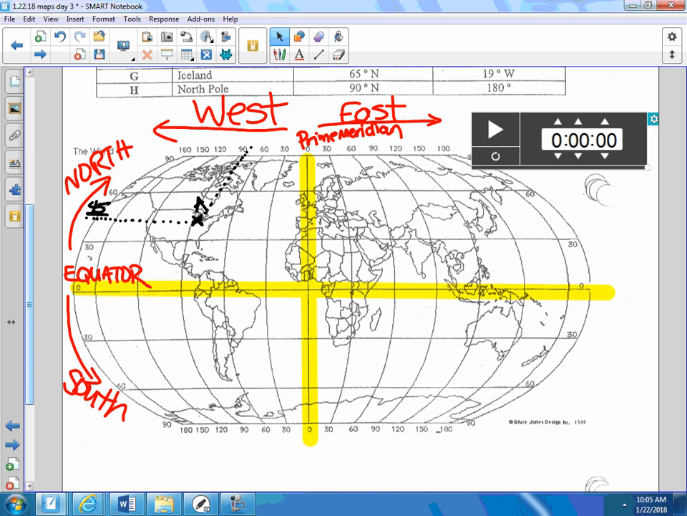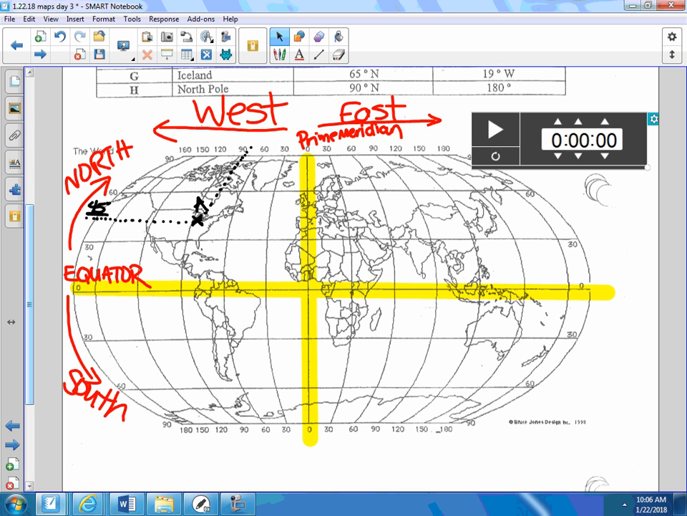B is going to be the South Pole. Where is the South Pole located? Come up here. Lewis, let's go. Well, I'm going to help you. What does it tell you, the South Pole? Where is the South Pole located? It tells you. 90 degrees what? Read it on your paper.